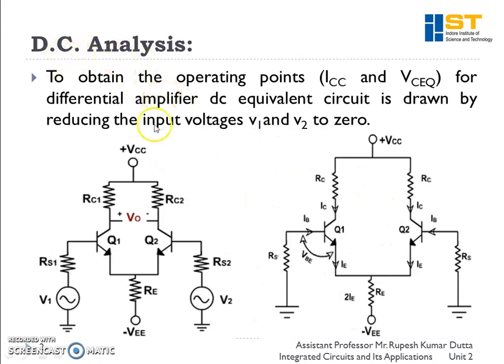In DC analysis, we have to find ICQ and VCEQ. That means we have to find the operating points of the circuit. So if this is a differential amplifier in which we have applied V1 and V2 voltages and we have applied VCC, then to get a DC analysis, we have to short the input supplies, that is small signal sources.